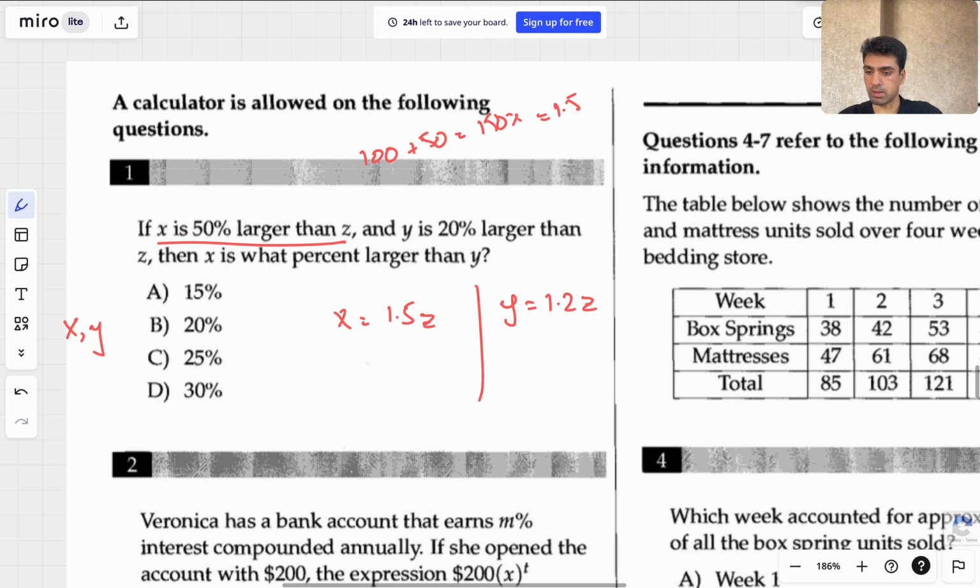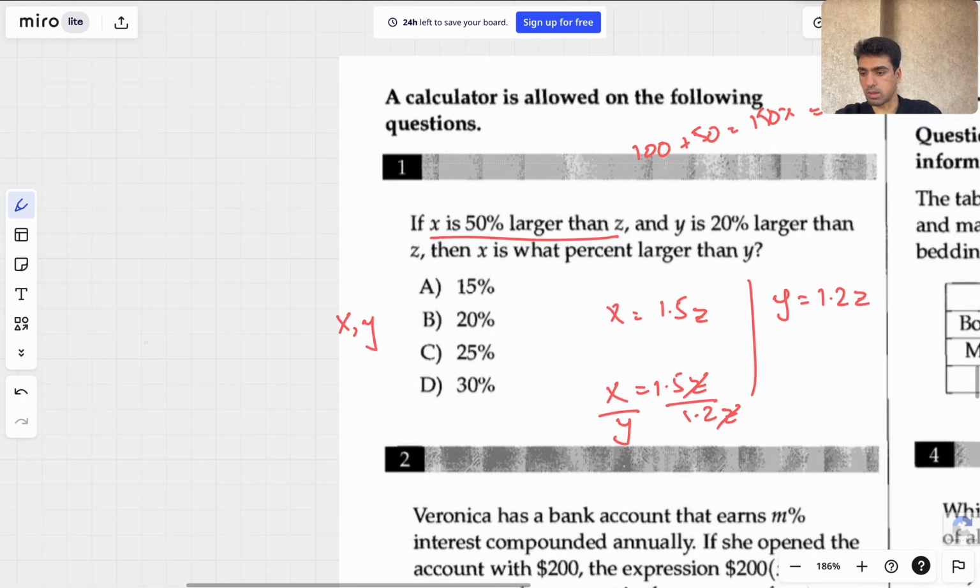So let's first find Z. Z is equal to, or no, how about this? X divided by Y is equal to 1.5Z divided by 1.2Z. If you divide this, you can cancel the Z's, right? So that gives you X over Y is equal to 1.5 over 1.2.